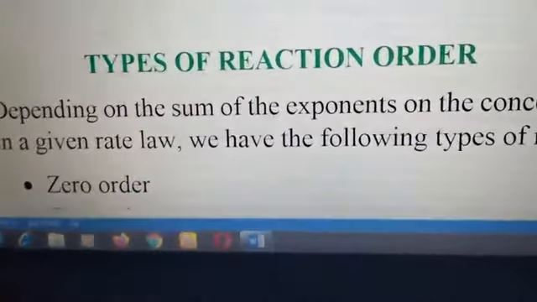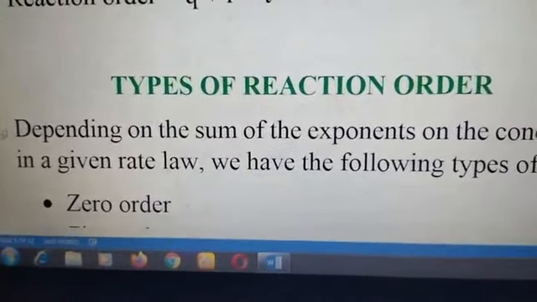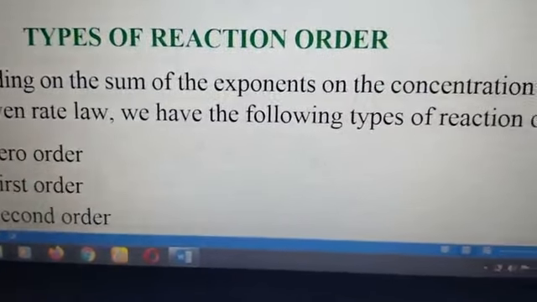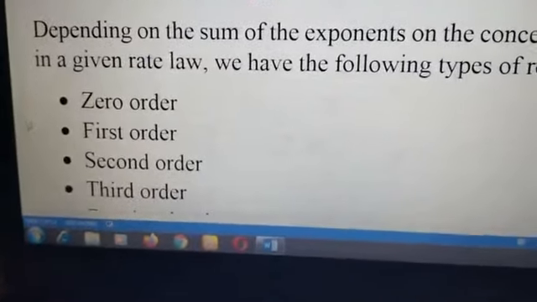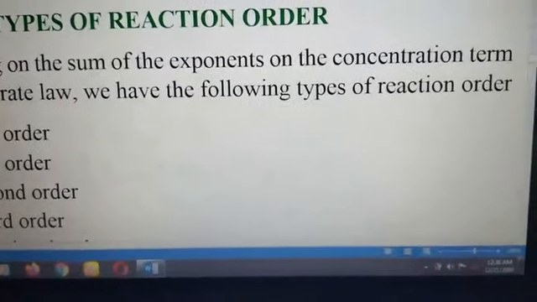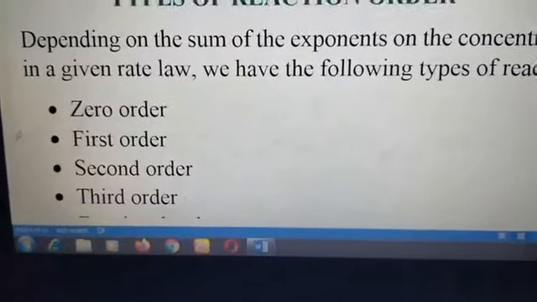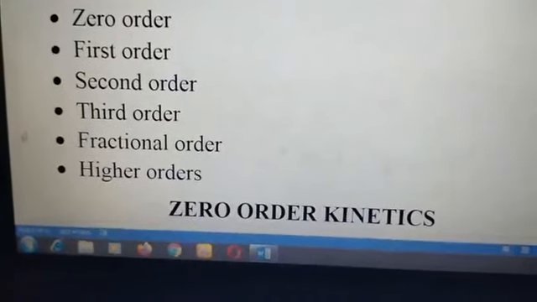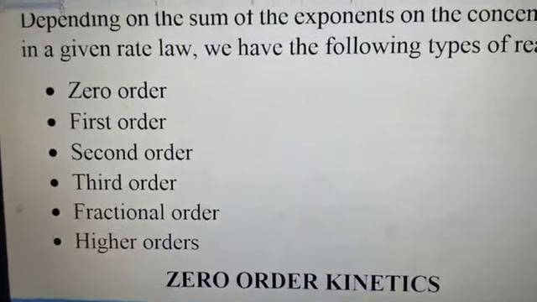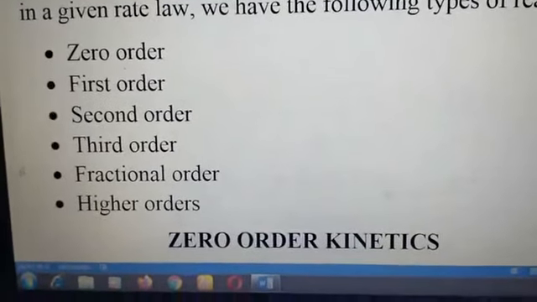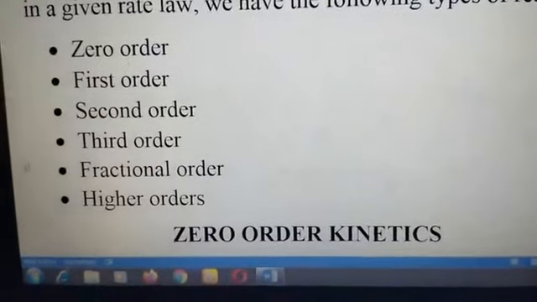Now we'll go to types of reaction order. Depending on the sum of the exponents on the concentration terms in a given rate law, we have the following types of reaction order: zero order reaction or zero order kinetics, first order reaction, second order reaction, third order reaction, fractional order reactions, and higher order reactions. So these are the different types of reaction order we have in chemistry.